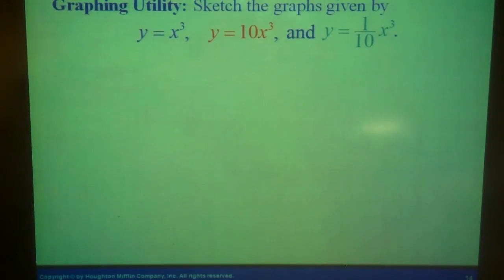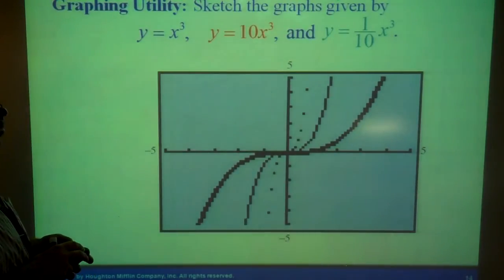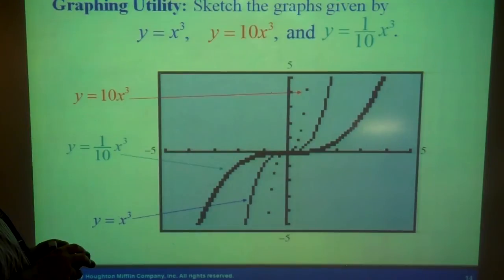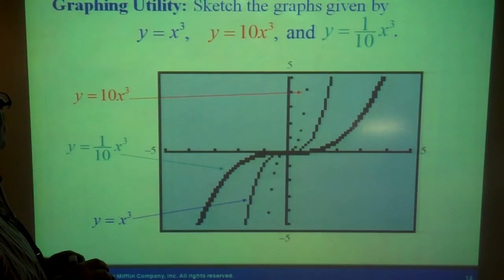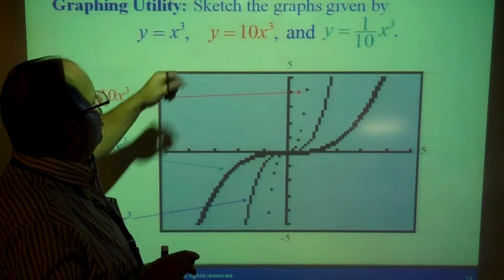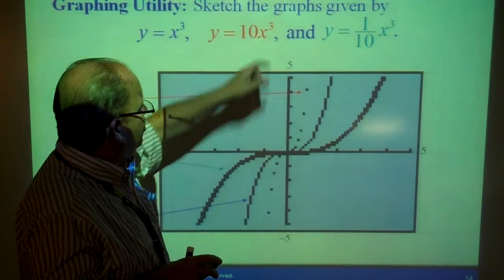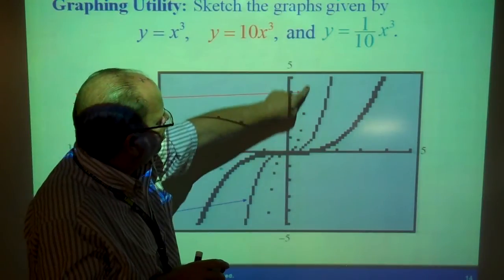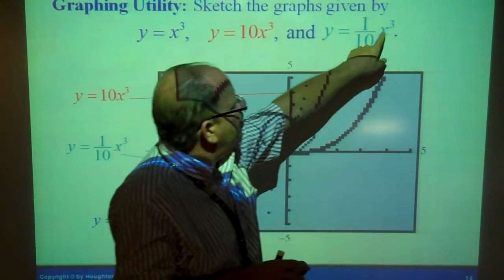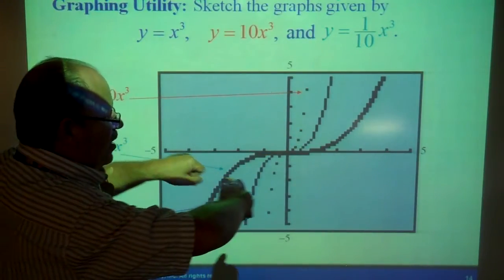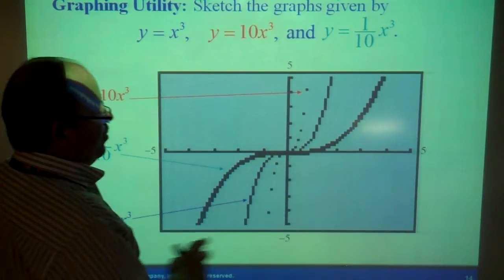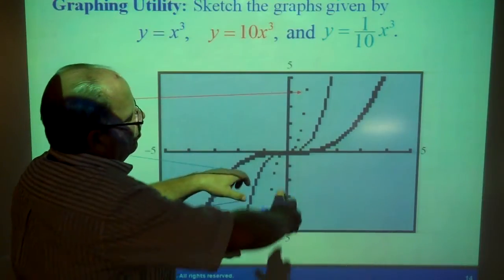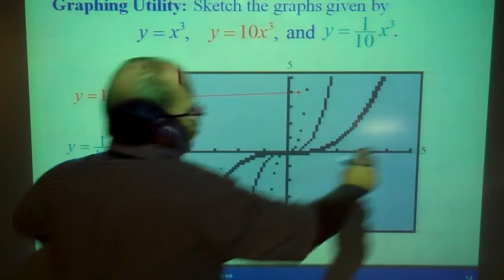Sketch the graphs. x cubed. And again we see x cubed. We see 10x cubed, much steeper, stretched. We see 1/10 x cubed. It's like it's stretched wider. 10x cubed, it's like it's stretched taller. 1/10 x cubed, like it's stretched wider.